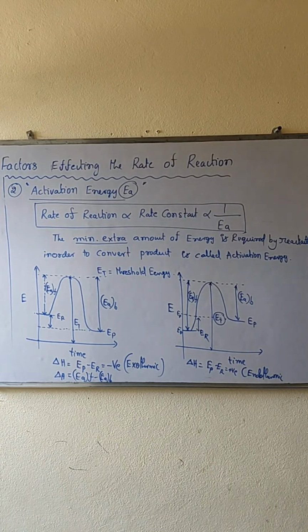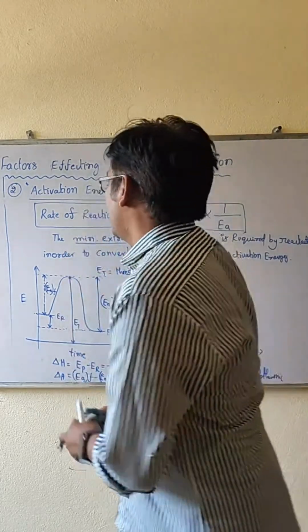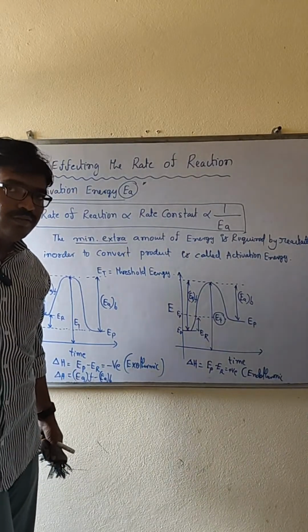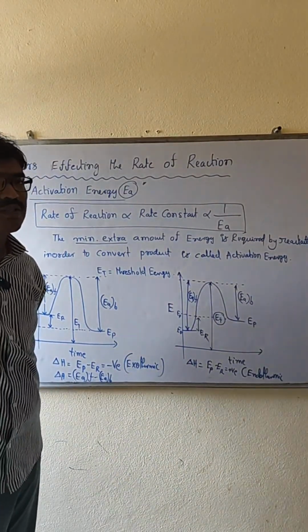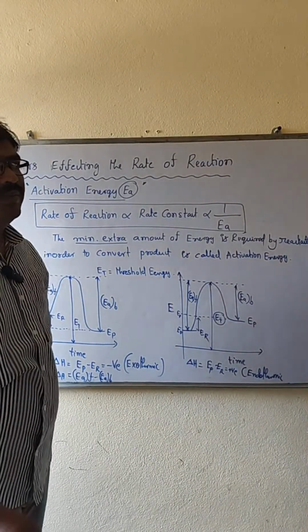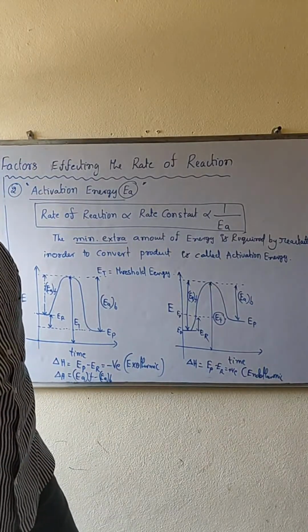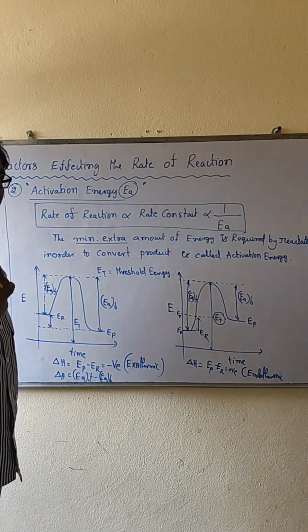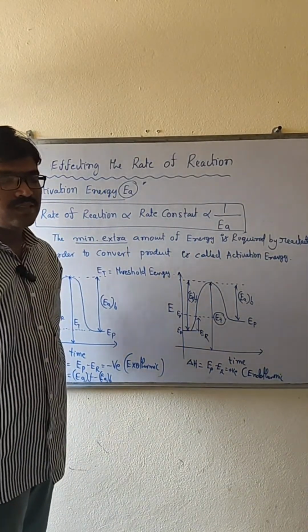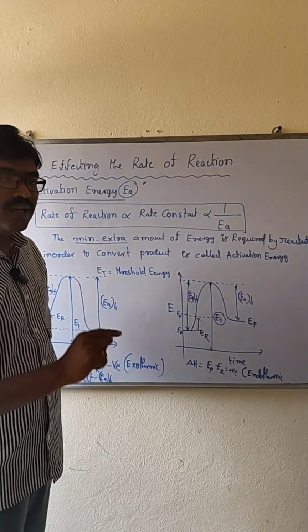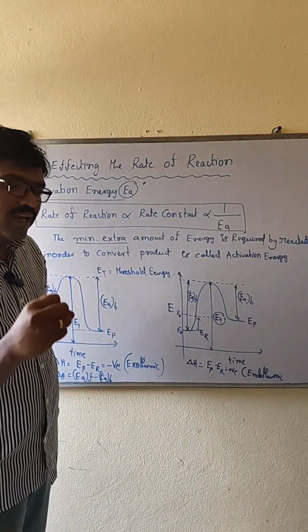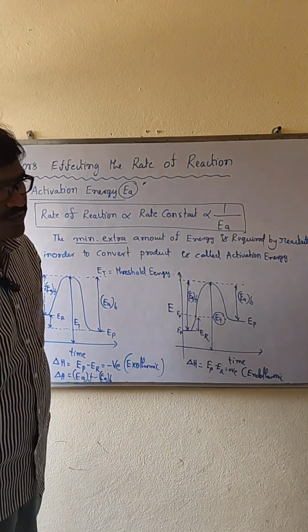Previously we discussed ionic reactions and covalent reactions. The rate of reaction of ionic compounds is greater than the rate of reaction of covalent compounds. The reason, I told, is that in ionic reactions only ionic exchanges take place, while in covalent reactions bond breaking and bond making take place. That takes time, so the rate of reaction is slow in covalent reactions.